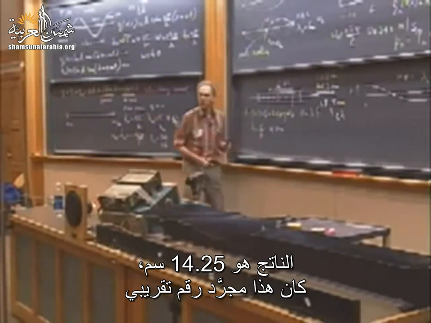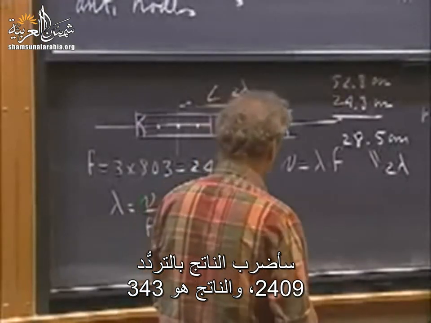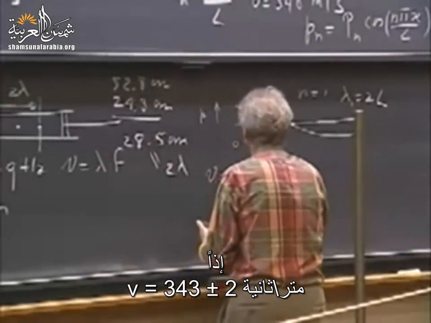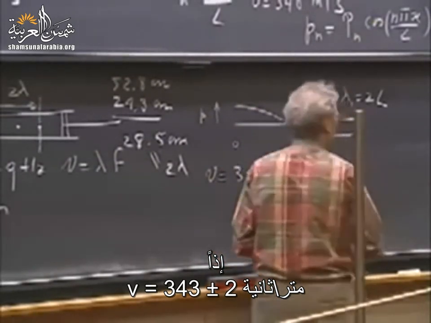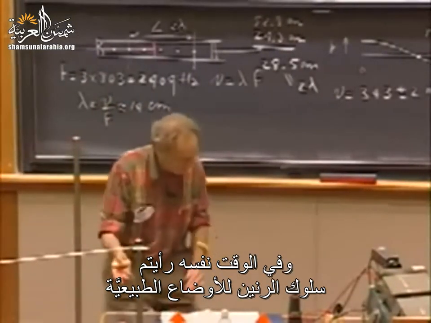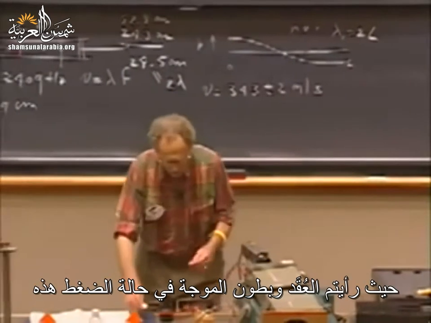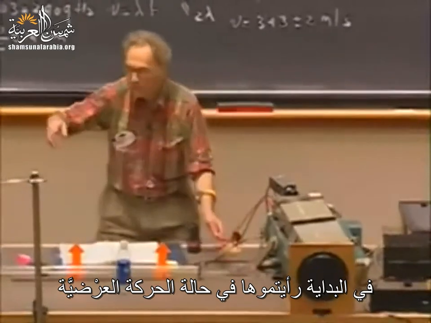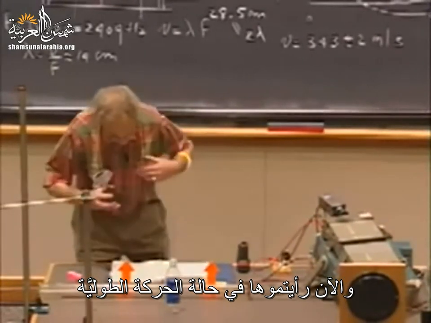This was just a rough number that I gave you. And now I multiply that by the frequency 2409, and then I find 343. So v is 343, I would say, plus or minus maybe 2 meters per second. So we've measured the speed of sound to a high degree of accuracy. And of course, at the same time, you have seen this wonderful resonance normal mode behavior where you see the nodes and the antinodes, in this case, of pressure. Earlier you saw them in terms of transverse motion. Now you have seen them in terms of longitudinal motion.